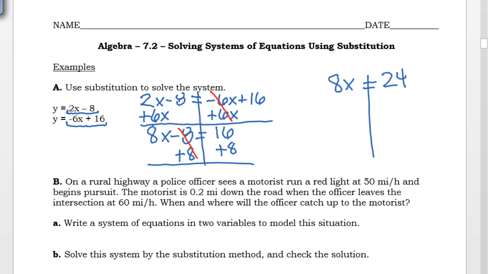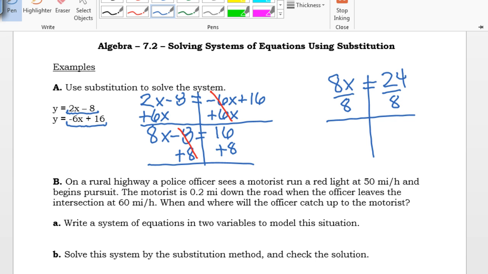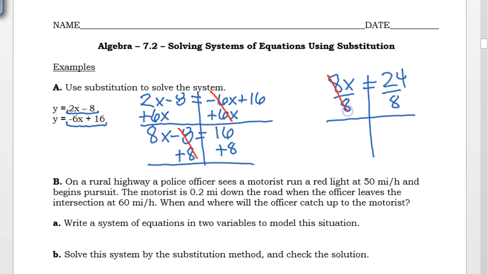My last step is to divide both sides of the equation. I want to get x alone, so I want to be able to cross off the number in front of x. So I will divide by 8. That lets me bring the x down, and 24 divided by 8 is 3. Now I should have left a little more space because we're actually not done yet.